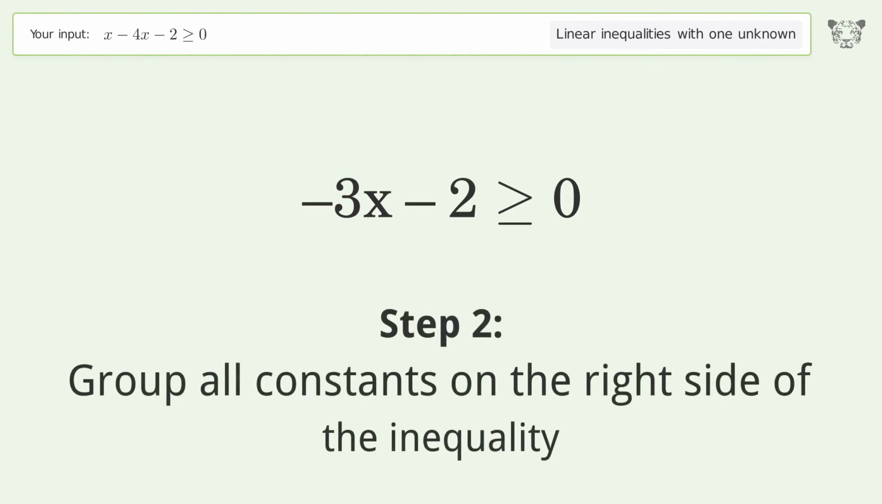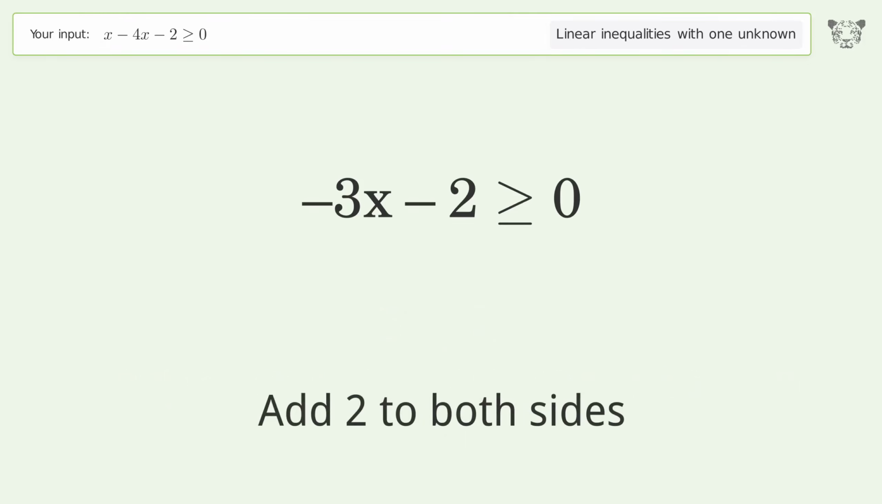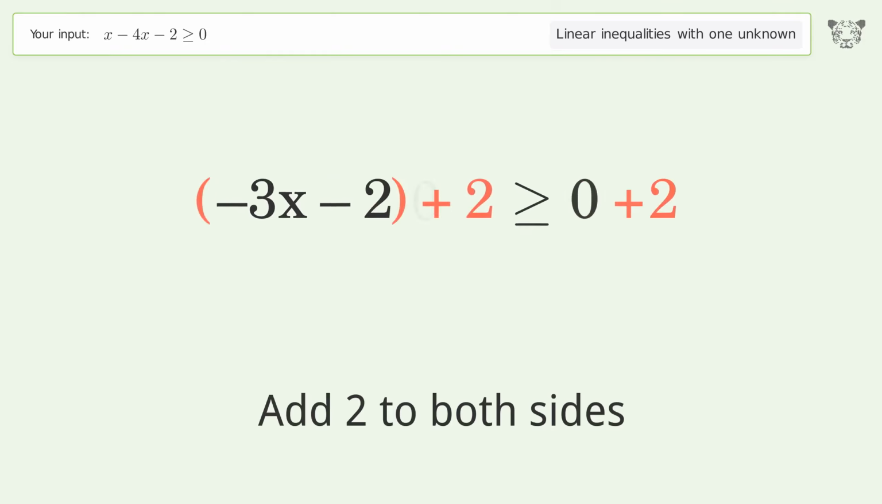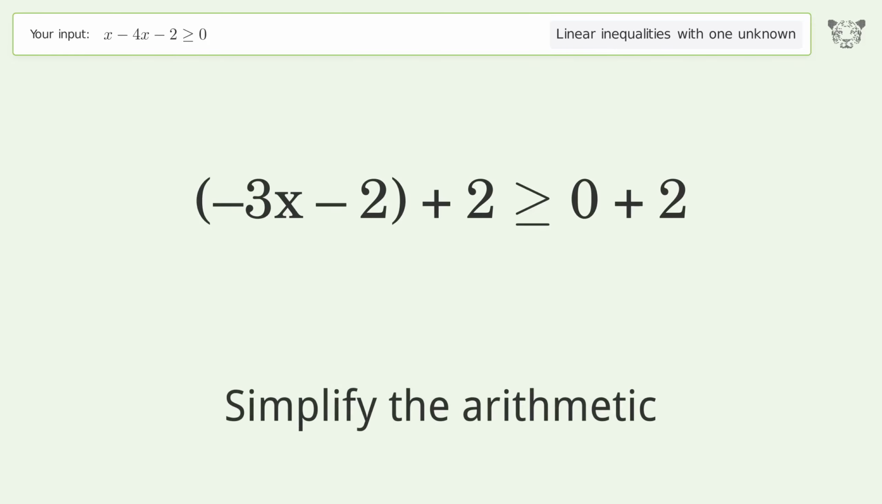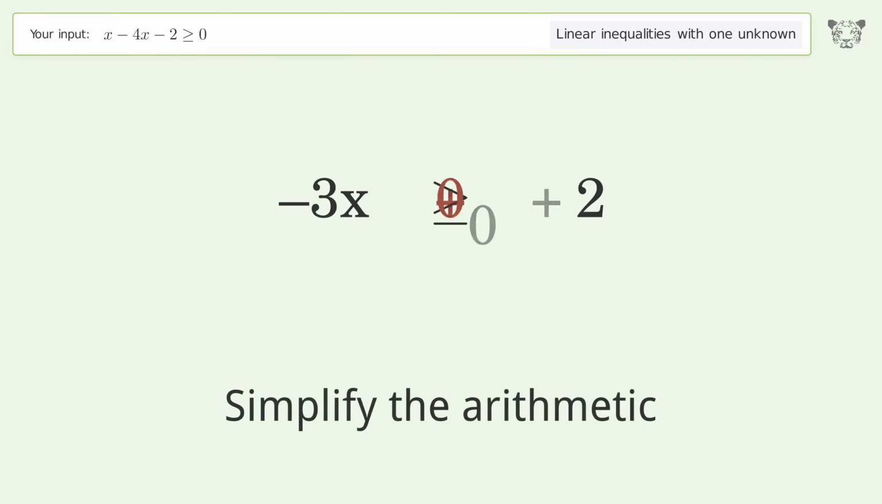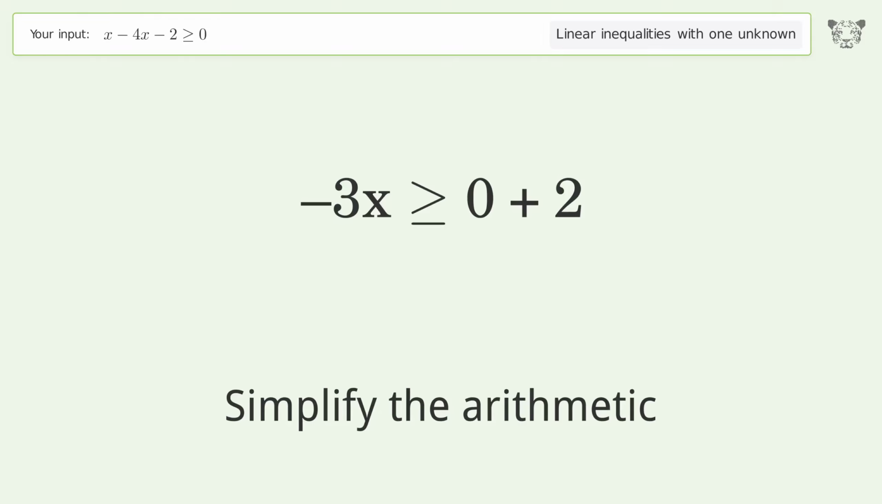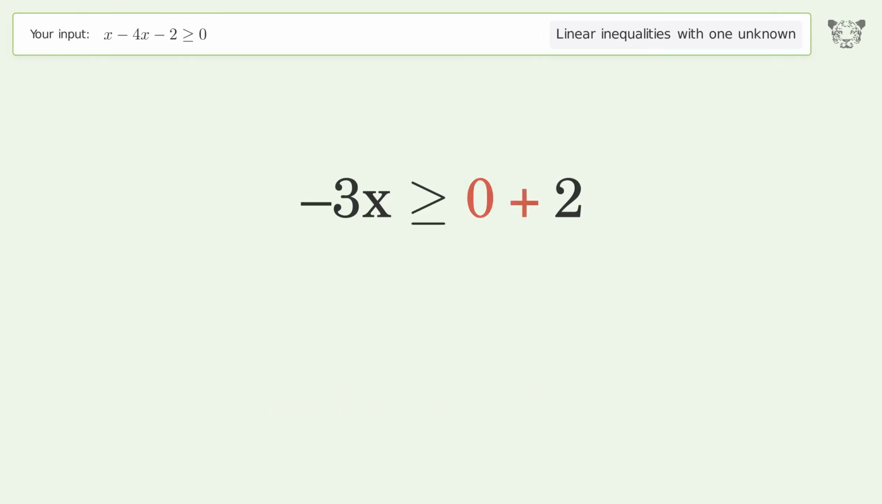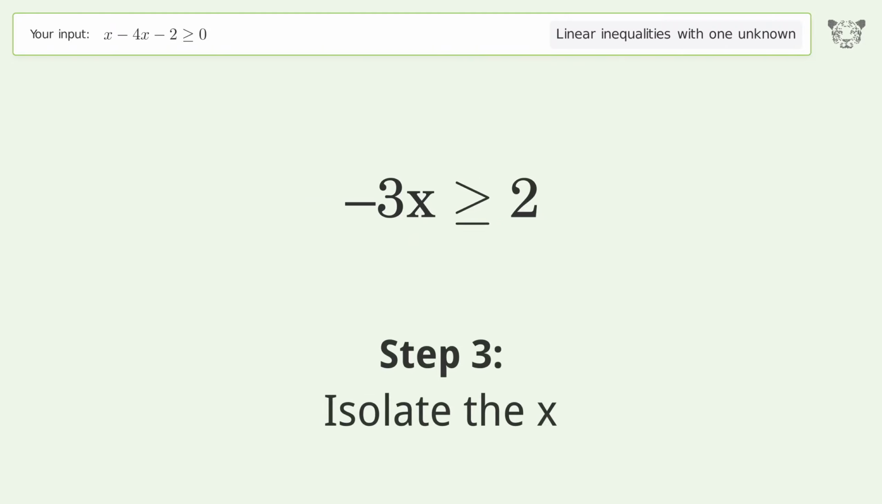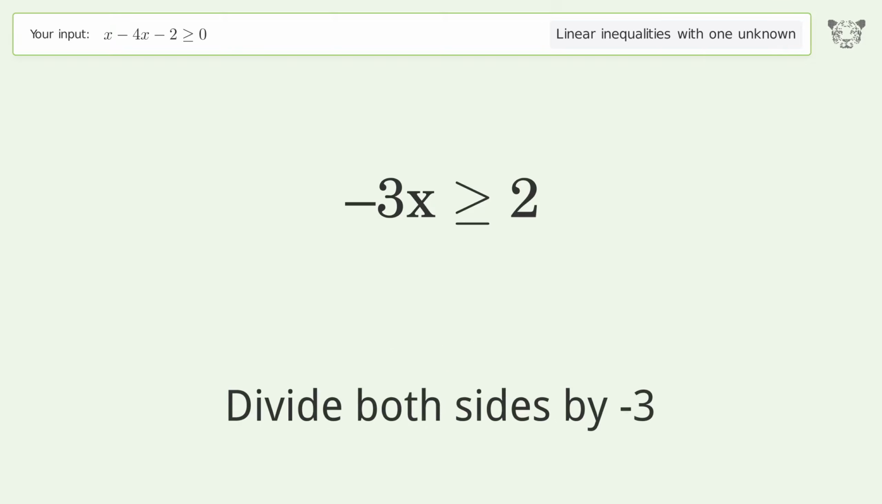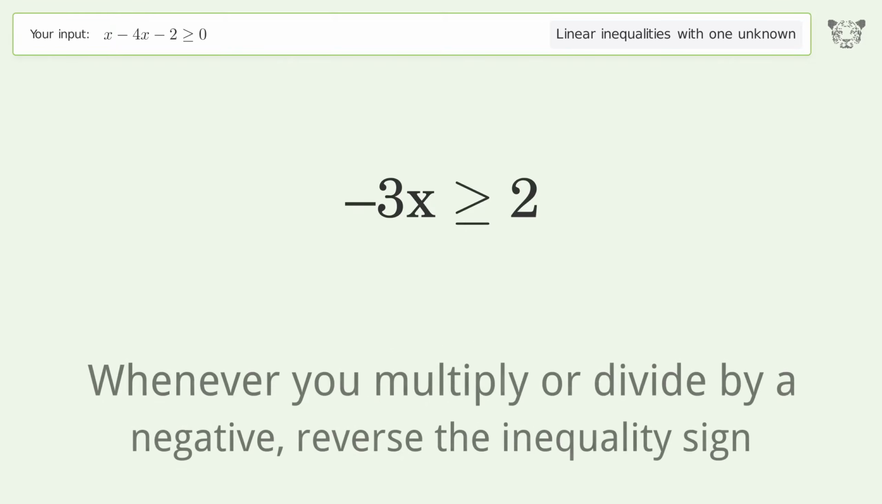Group all constants on the right side of the inequality. Add 2 to both sides. Simplify the arithmetic. Isolate the x. Divide both sides by -3. Whenever you multiply or divide by a negative, reverse the inequality sign.